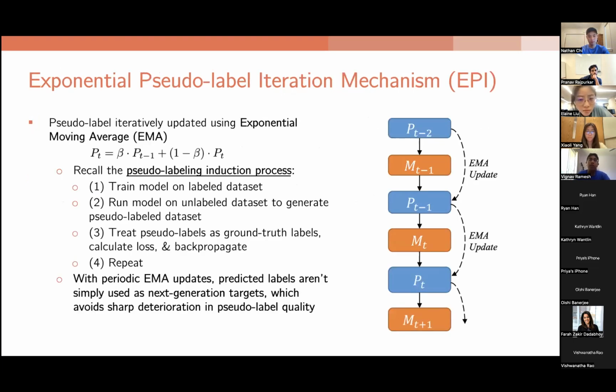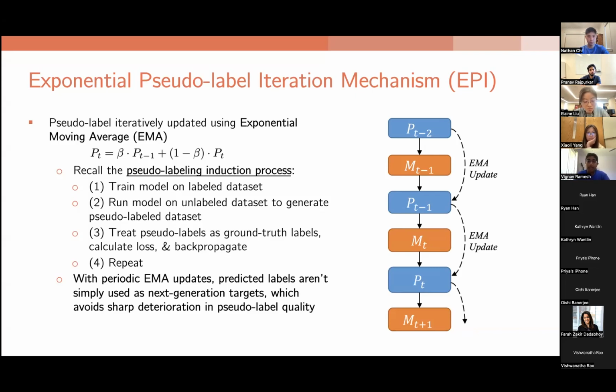In EPI, the pseudo-label is iteratively updated using the idea of EMA, or exponential moving averages. So for a quick definition, a moving average is a statistical tool used to determine the direction of a trend. So it basically aggregates a subset of data points over a given time interval and then takes the average of those points. And moving averages are called moving because they are calculated repeatedly as time passes. Now, the difference between a moving average and an EMA is that EMAs are moving averages that apply greater weight to more recent data points.